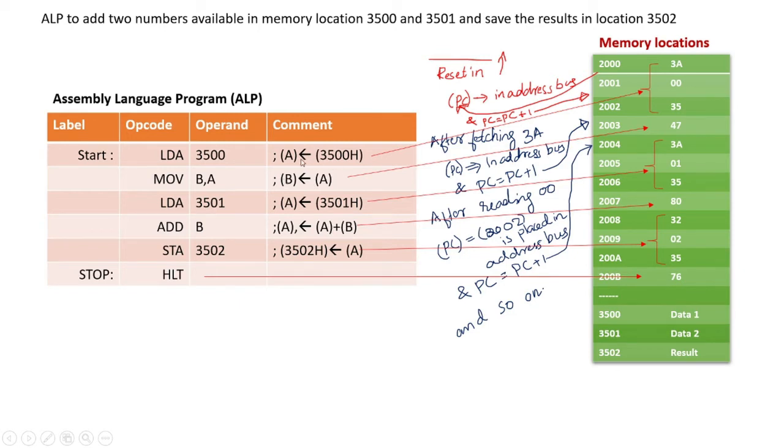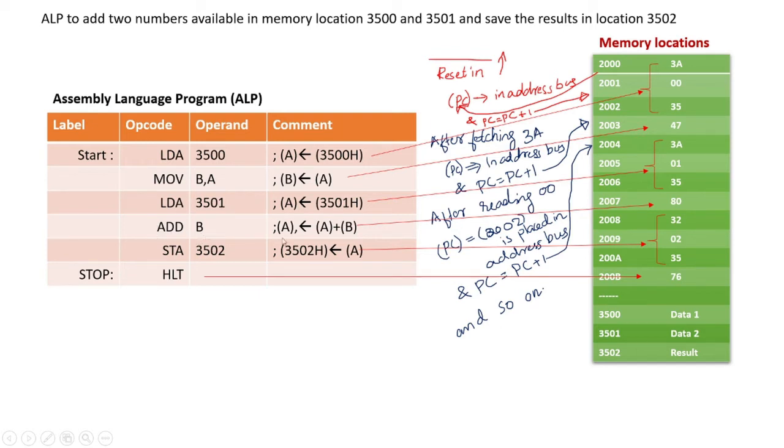Now the accumulator is free. We can load the second data directly into the accumulator by means of this instruction. Whenever this instruction is executed, the content of 3501, that is data 2, is moved into the accumulator. In order to add two numbers, we need one number in the accumulator and another number in any one of the registers. So that condition is satisfied. Now we can perform addition by means of this instruction.